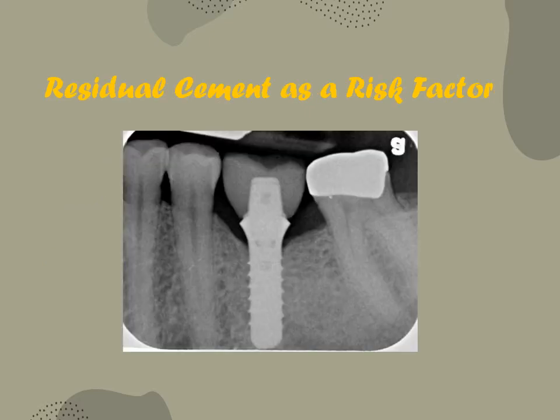So here is an image of what that residual cement might look like. I'm guessing that's this, although I feel like that might just be the shape of the implant, not totally sure. But here is just an example of how residual cement will certainly cause some bone loss in this area.